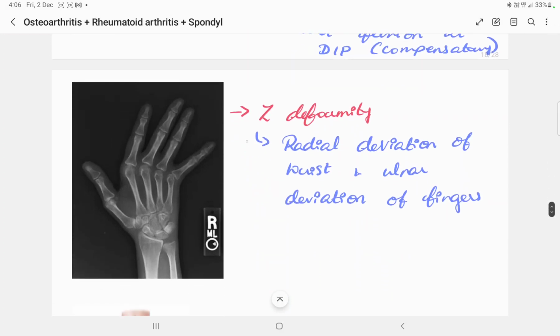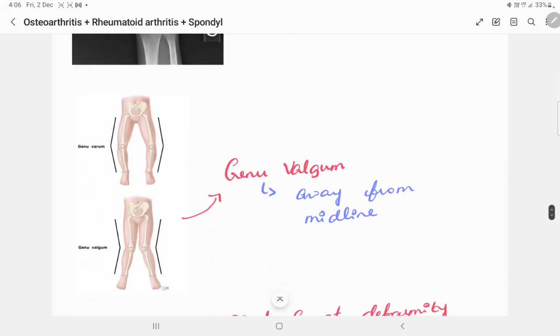Another deformity of the hand is the Z deformity. Z deformity is when there is radial deviation of the wrist and ulnar deviation of the fingers. This is the Z deformity. So we saw all the hand deformities.